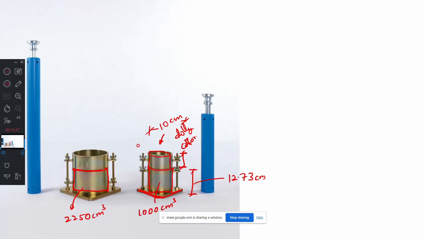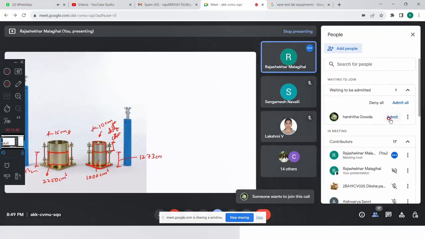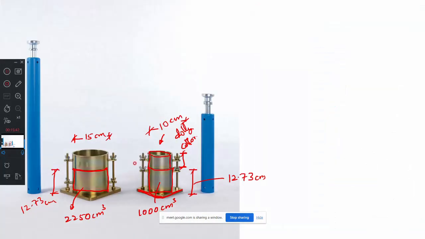10 centimeter. Here the height of the mold remains the same, 12.73 centimeter. The diameter of the mold is increased to 15 centimeter. Now compare this mold and this mold. First we have to decide which mold to select for compaction. This is the mold selection decision.